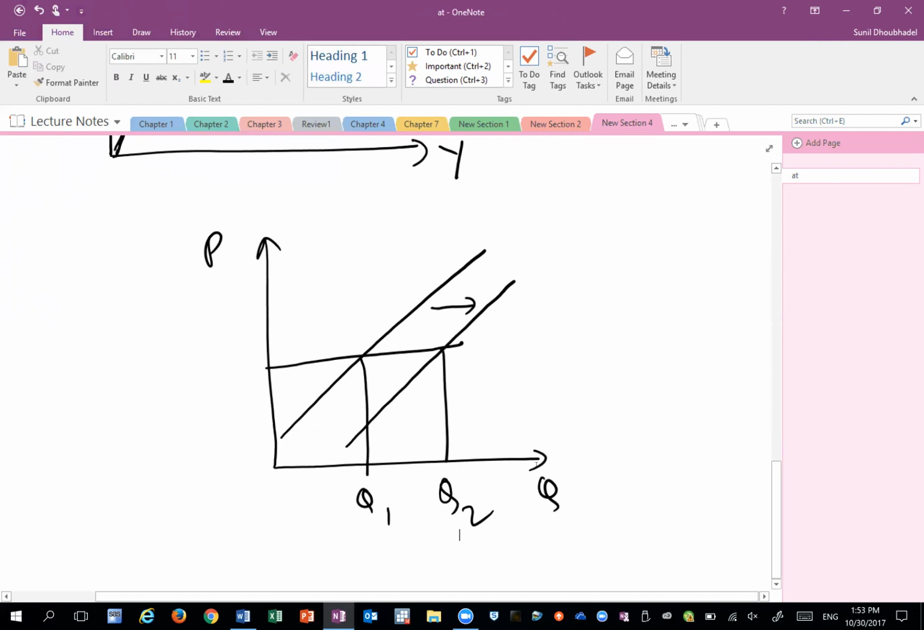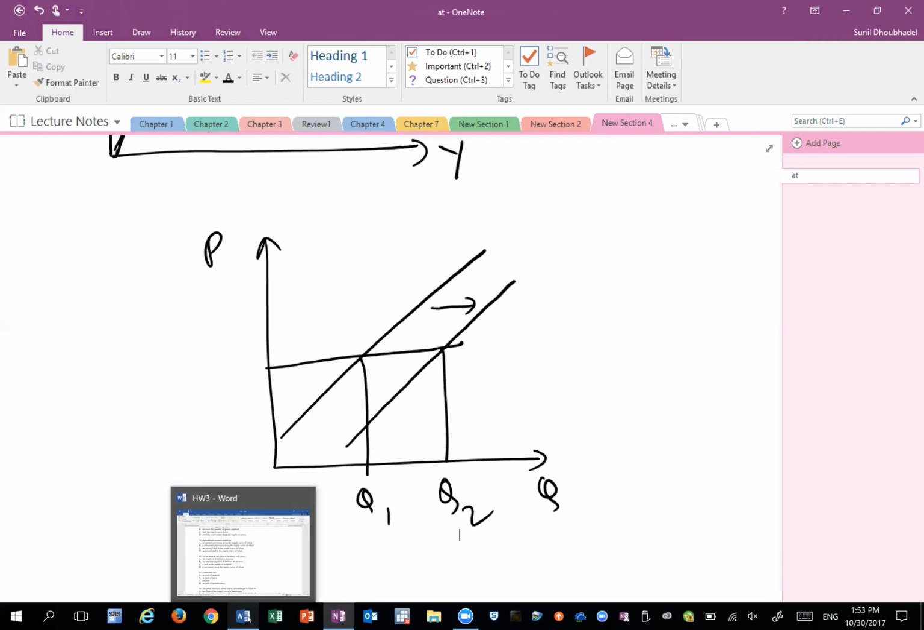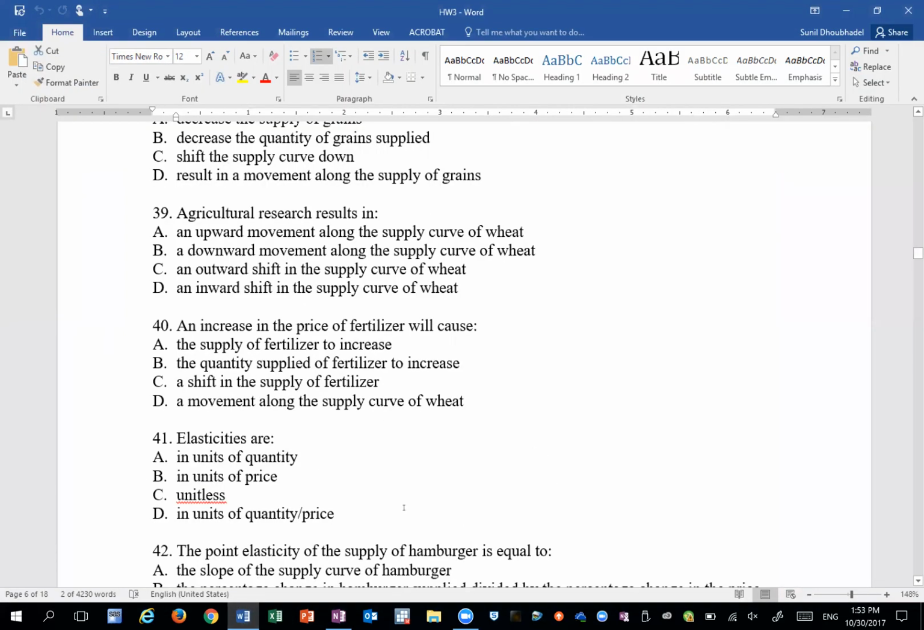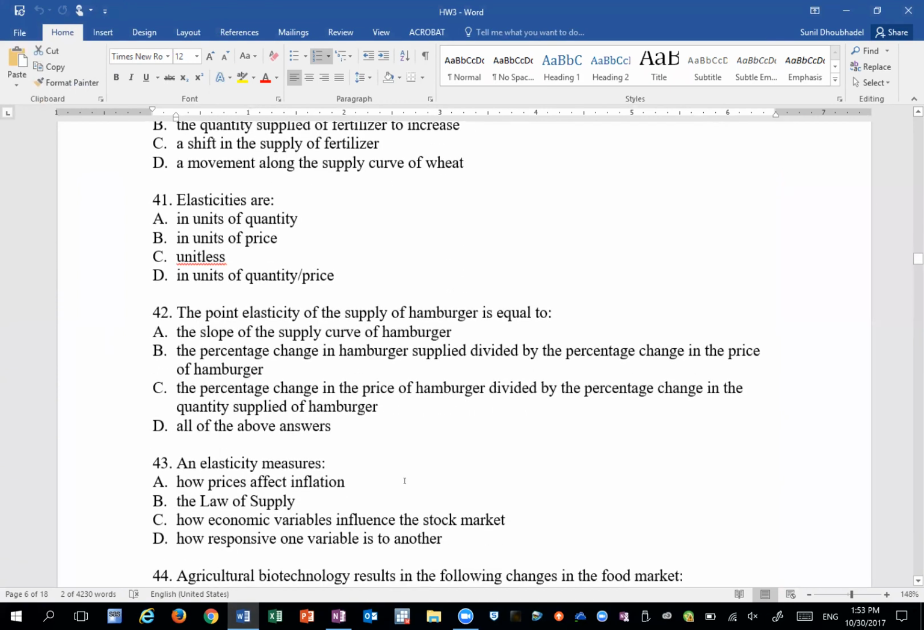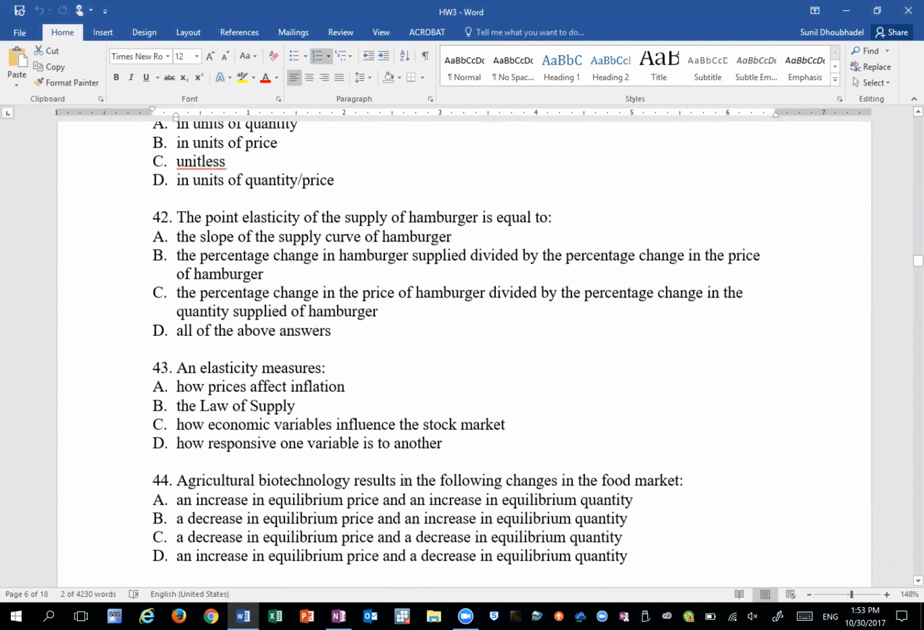Okay, and this is the figure related to that question. Okay, so we have learned two kinds of elasticities, right? Point elasticity and arc elasticity. So this is a question about point elasticity.